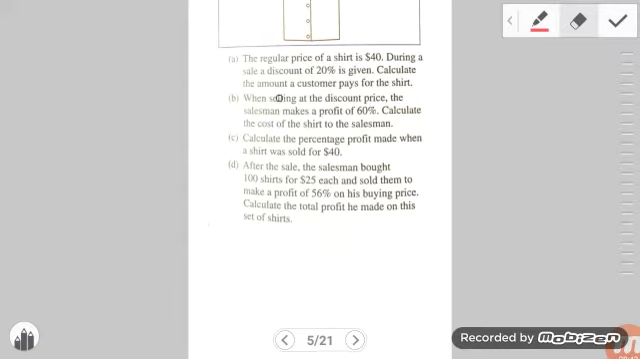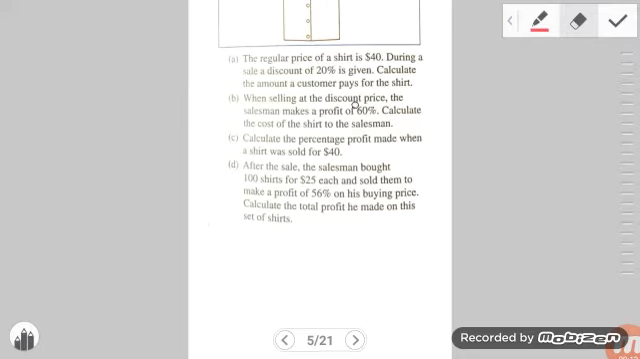Part B, when selling at the discounted price, the salesman makes a profit of 60%. Calculate the cost of the shirt to the salesman. Let's try to read that again. When selling at the discount price, the salesman makes a profit of 60%. Calculate the cost of the shirt to the salesman.